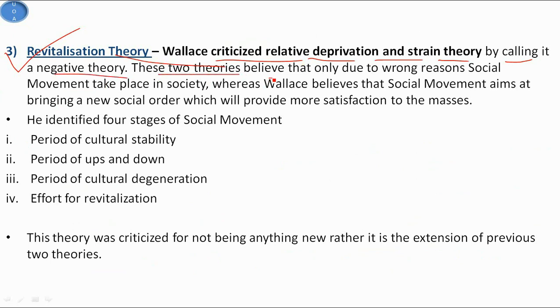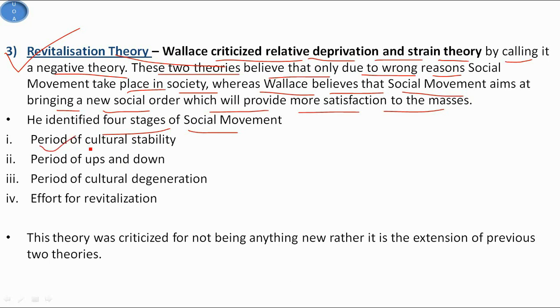And these two theories believe that social movements take place in society only due to wrong reasons, whereas Wallace believes that social movements aim at bringing a new social order which will provide more satisfaction to the masses. And he identified four stages of social movement.